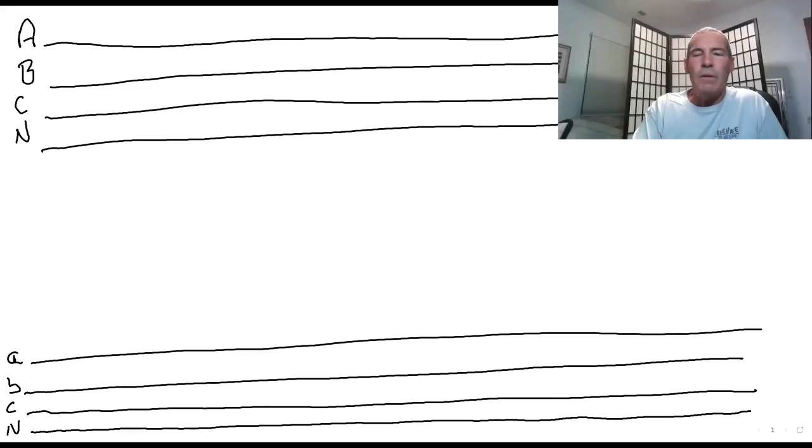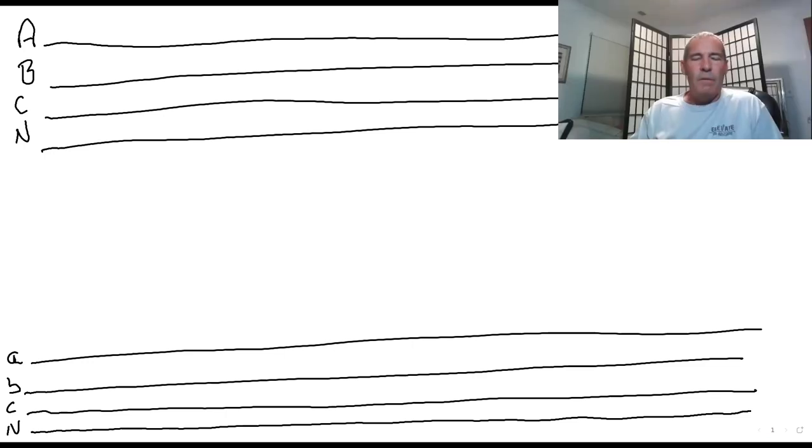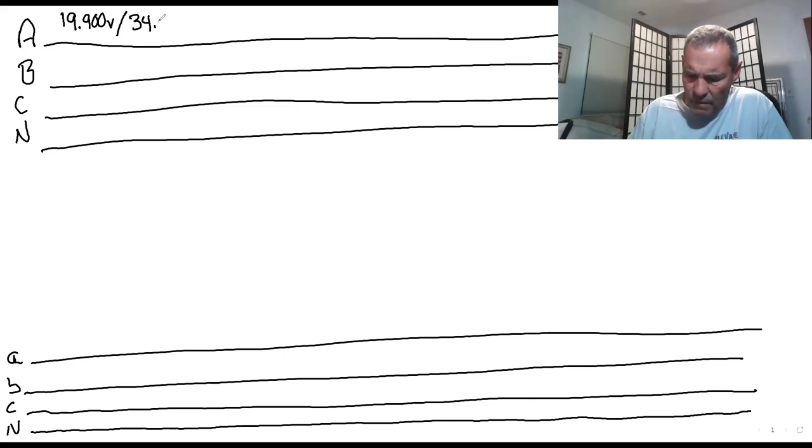Let me get back to the actual here, what they're asking. So the question says my primary is 19,900 volts phase to ground, and my phase to phase is 34.5 kV.